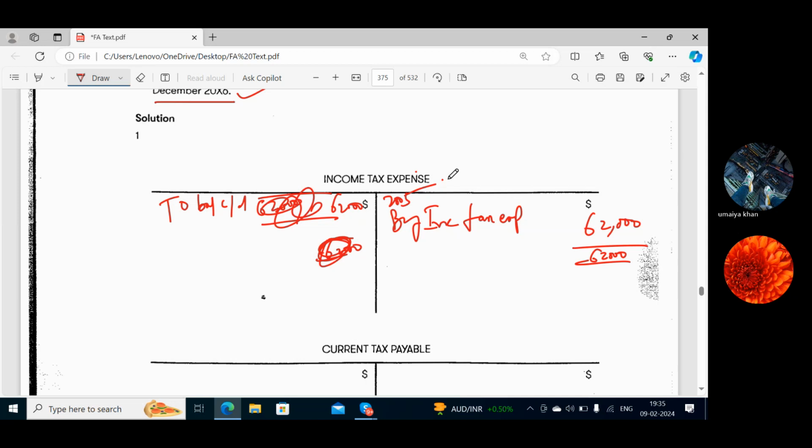Income tax expense, SOPL, to tax payable. Okay, that is income tax expense will come here. Okay, we did a wrong treatment actually. Sorry, I'll just open one more book.